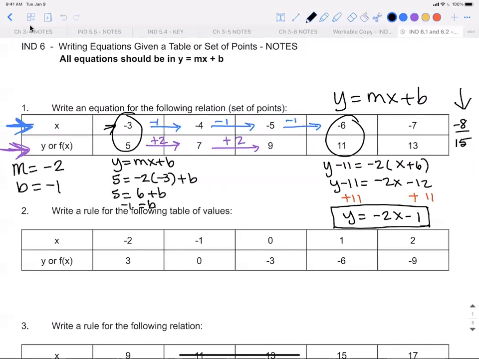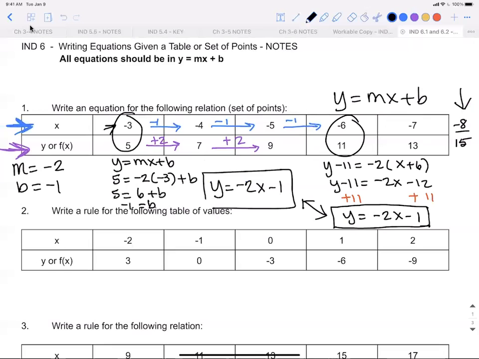So now I have my m and I have my b, and I can go out and I can write y equals -2x minus 1. Notice I got the exact same thing. Okay, both ways are valid ways, and you noticed I purposely used different points. Use any point in your table and it's going to work.